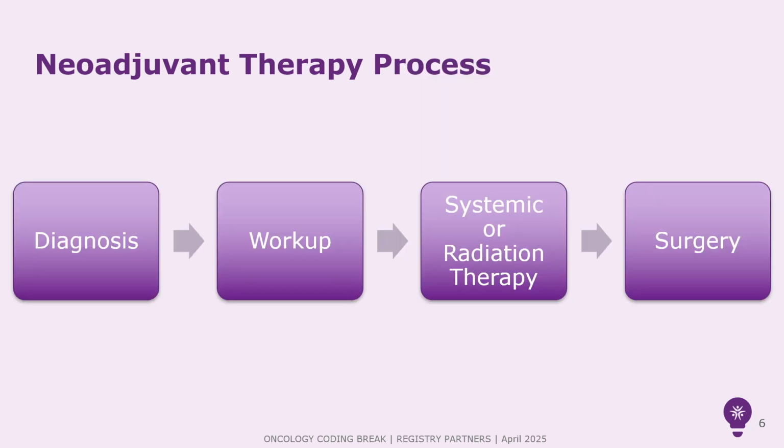A quick overview of the neoadjuvant process is the diagnosis first, along with workup to determine what type of treatment is available. The neoadjuvant therapy starts with the systemic or radiation therapy first, and then the adjuvant surgery.